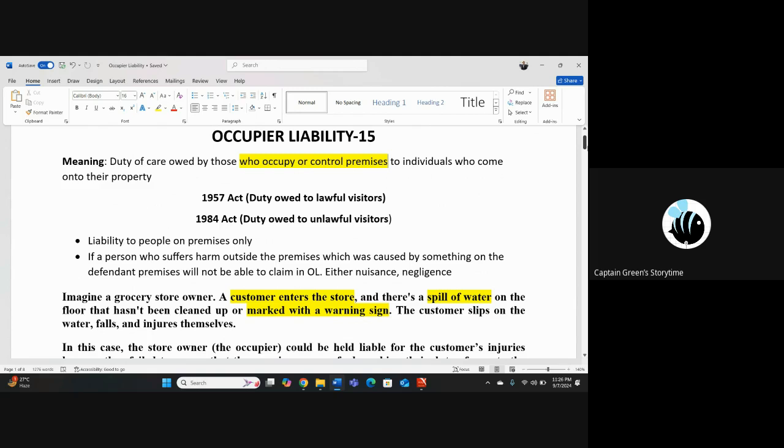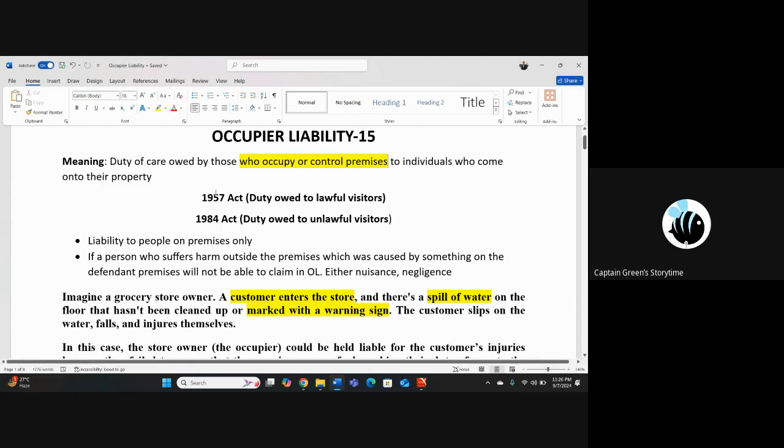Here, there was no owner's action involved. It was due to the state of premises that the injury occurred. Thus, occupier's liability applies here. Okay. Now, there are two types of acts of occupier's liability.